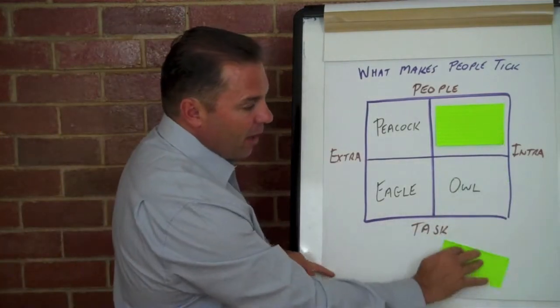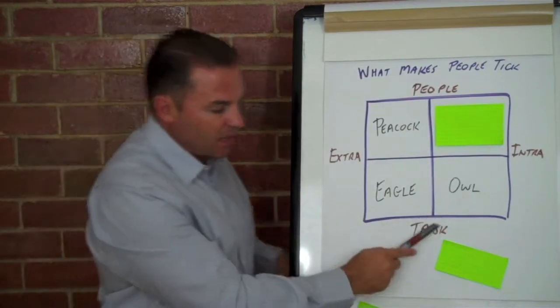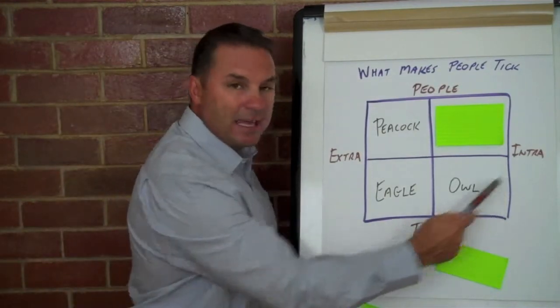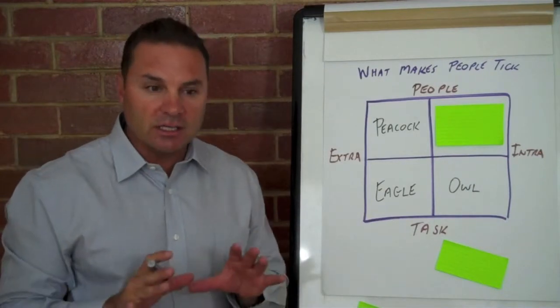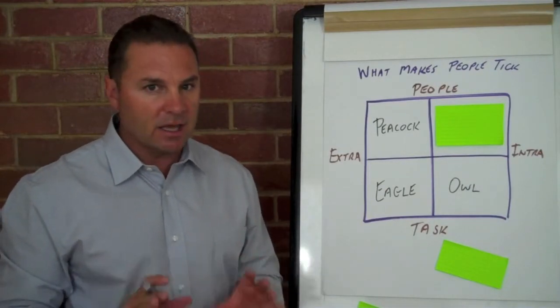Next we have our owls. Now, our owls are our task-focused people, but they're introverted, so they're quite quiet. If you think about an owl in nature, it's sitting there observing, taking everything in.